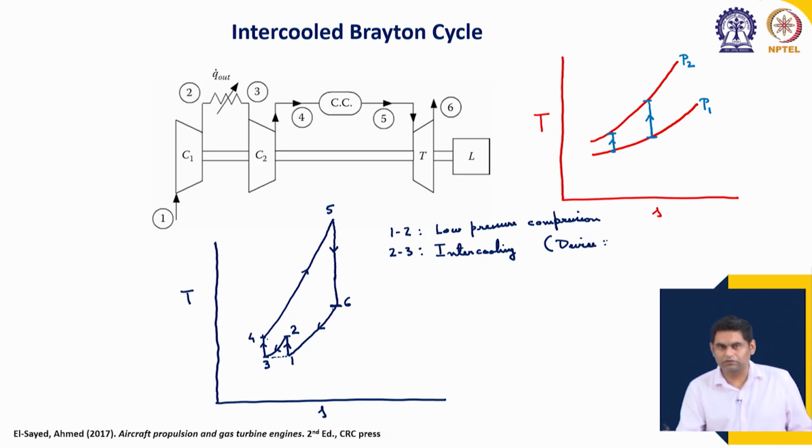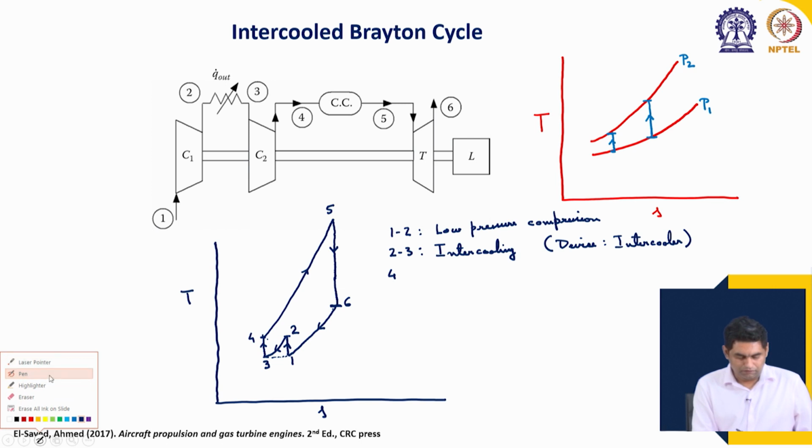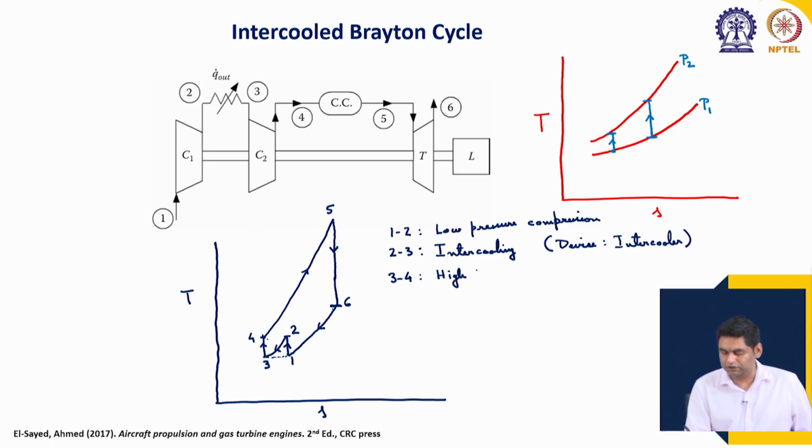The device is known as the intercooler. Then 3 to 4 is the high pressure compression process. This occurs in the high pressure compressor, because the pressure range here is considerably higher.